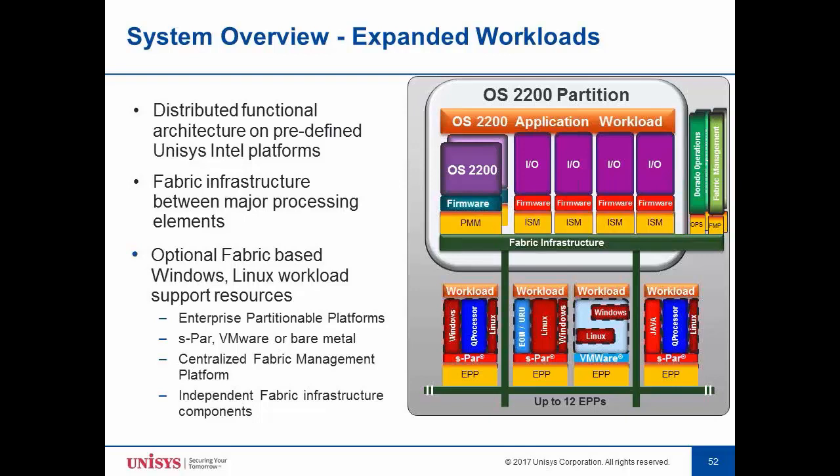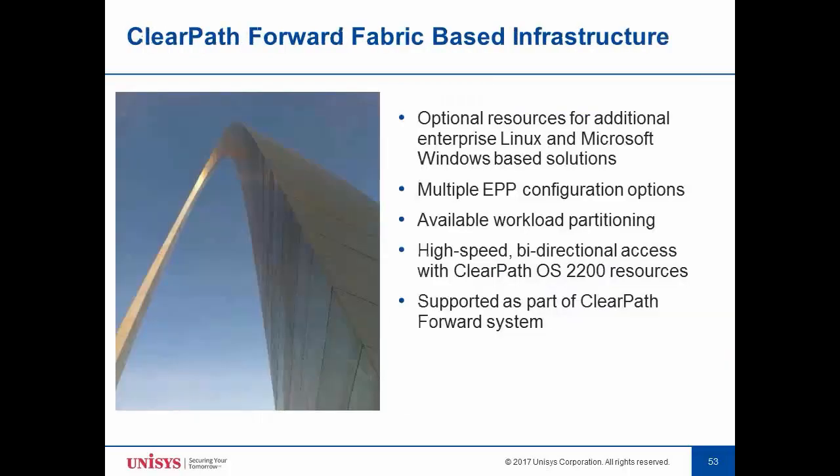And one other point I'll make is that there's really a separate fabric infrastructure that's utilized for the Windows and Linux workloads shown at the bottom of this chart. The overall performance of the fabric that supports the I/O and the main processing complex for the OS 2200 is not impacted by anything that happens down within the fabric infrastructure.